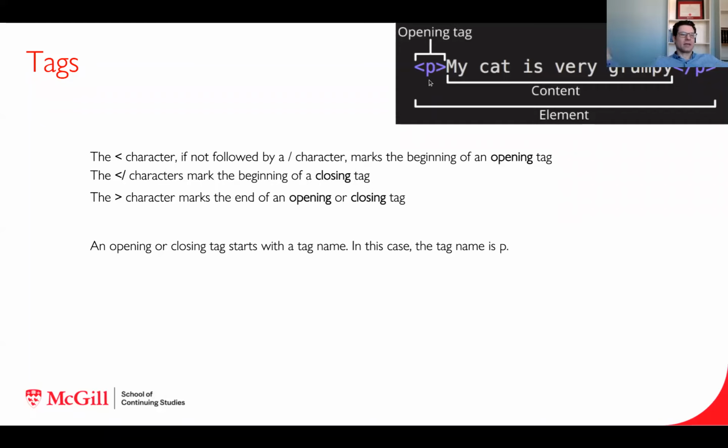Now, the tag name could be one character, it could be 10 characters. Different tags serve different purposes. So do not be too focused on the P. I wrote P here, but I could have written div, I could have written table, button. There's a whole bunch of different tag names, and they all serve a different purpose.